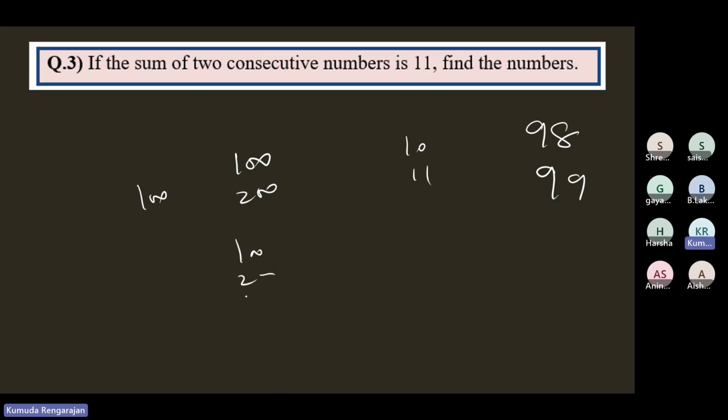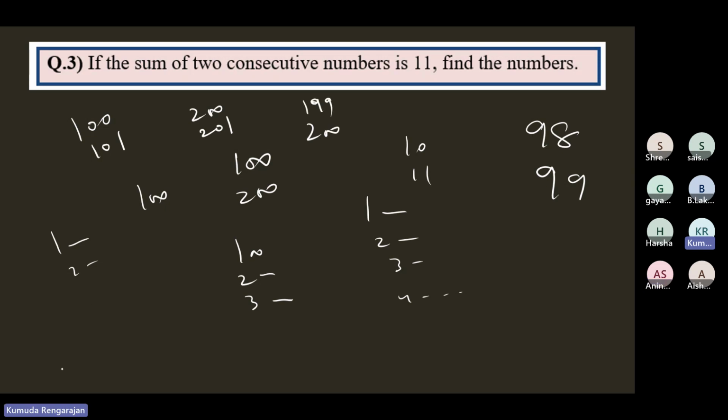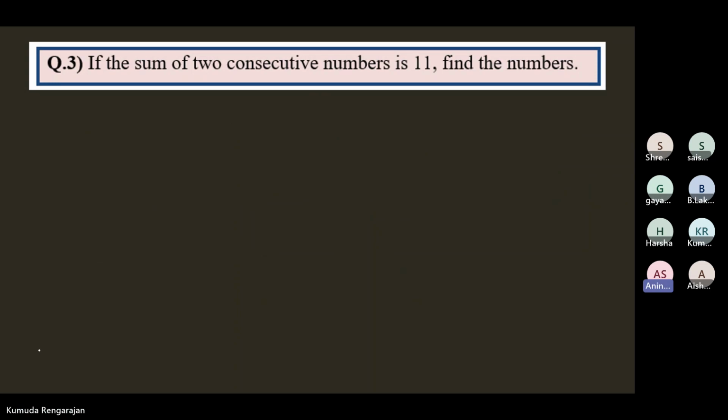100, 200, 300, 400. These are consecutive multiples of 100. So 100 and 200 are not consecutive numbers. What follows 100 is 101, and what follows 200 is 201, or what precedes 200 is 199. Yes? Ma'am, the answer is 5 and 6.